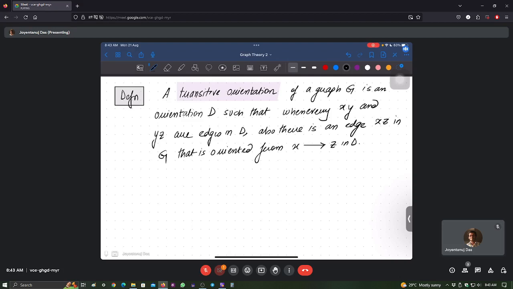So if xy and yz are edges in the orientation D, then the xz edge is also there, that is oriented from x to z in D. So that is the definition, transitive orientation. The transitive relation you remember, right? That is something similar to that. A transitive relation is: x is related to y, y is related to z, then x is related to z, right? So similar definition.